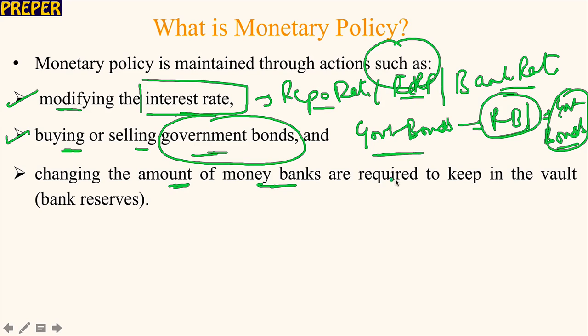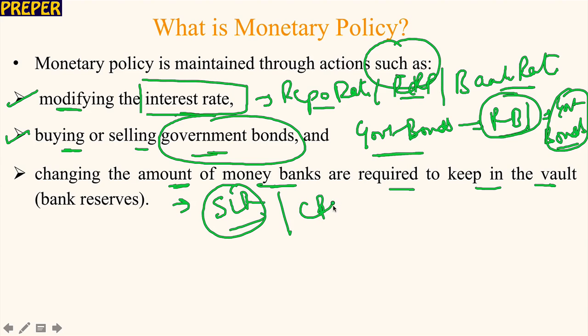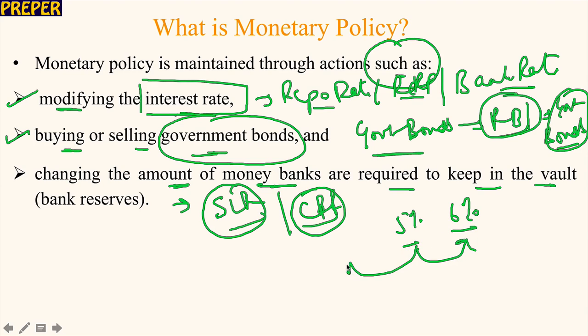Changing the amount of money banks are required to keep in the vault, bank reserves. So this is what SLR, statutory liquidity ratio, CRR, cash reserve ratio. So if cash reserve ratio was 5%, it will be increased to 6% if central bank wants that the ratio to increase. Similarly, if they want the ratio to decrease, it would vary the same. So these are the modifications that the central bank would make. And in order to make these modifications, what would it do? It would regulate the money supply in the economy.